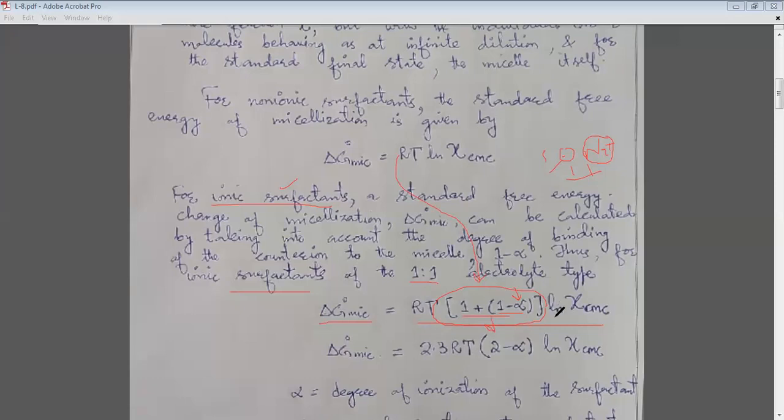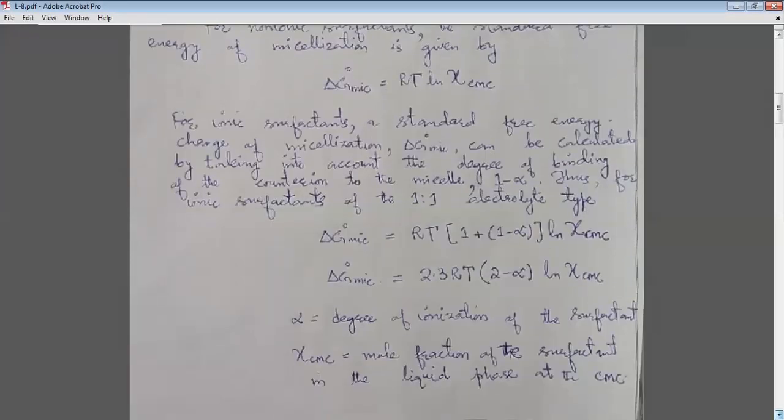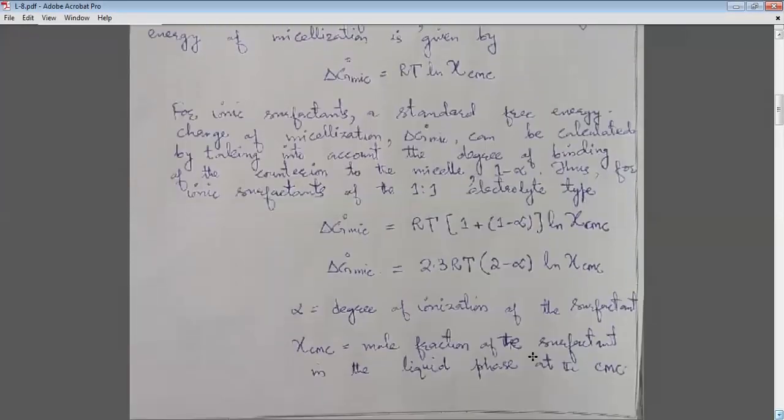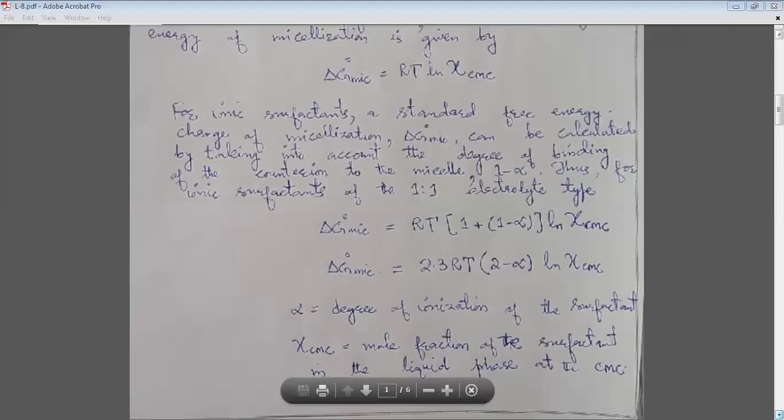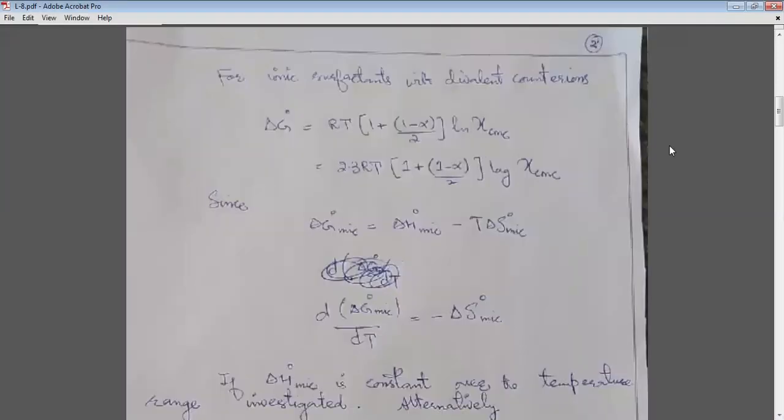So you can change the natural logarithm to log also. Here it will be log of, that means 2.303 RT (2 minus alpha) log of chi CMC. Okay, you know these terms. Alpha is simply the degree of ionization of counter ions and chi CMC is the mole fraction of surfactant, that is, CMC in mole fraction units. So these were the two cases.